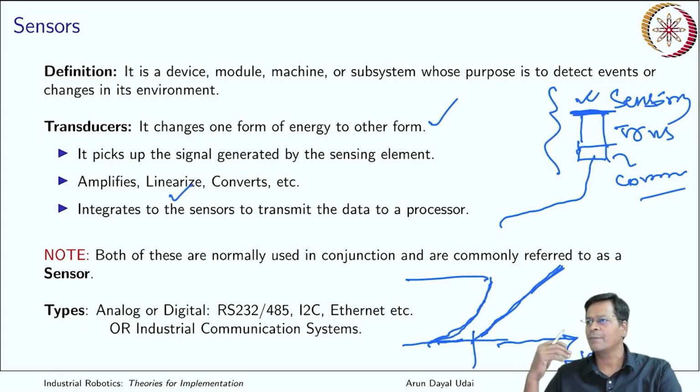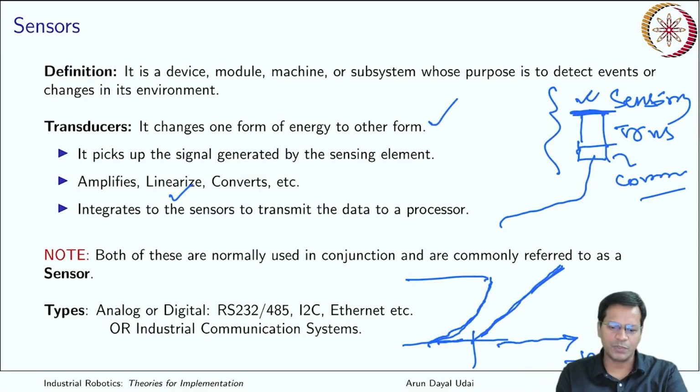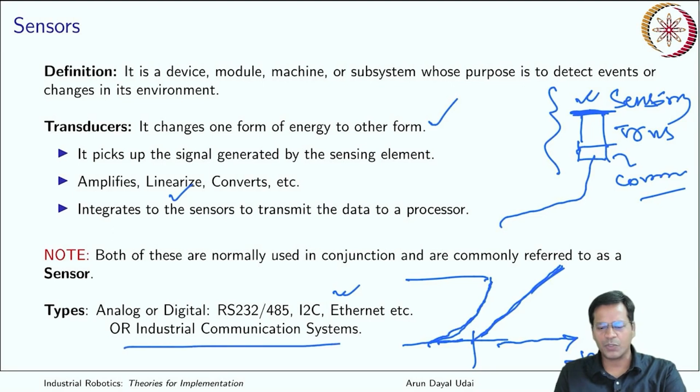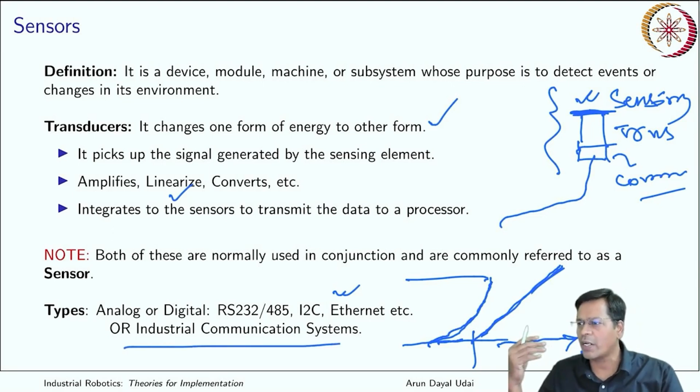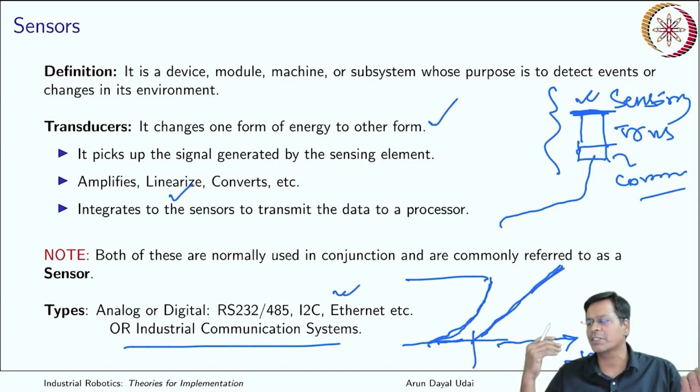Sensors now integrate a device which may be useful to transmit data over a long distance. Sometimes they convert the data to an acceptable form which can be easily taken up by the processor. The kind of data your processor can normally take is a digital signal, normally in the form of RS-232, 485, I2C, Ethernet. These are some of the kinds which were there in your microcontrollers. There are industrial communication systems also. You are already aware of Profinet, EtherCAT, Profibus, right, various kinds of industrial communication systems.